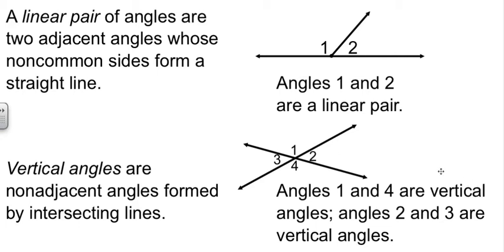Notice here vertical does not mean up and down. 2 and 3 are vertical angles even though they're horizontal, if you will. It's not that meaning of vertical.